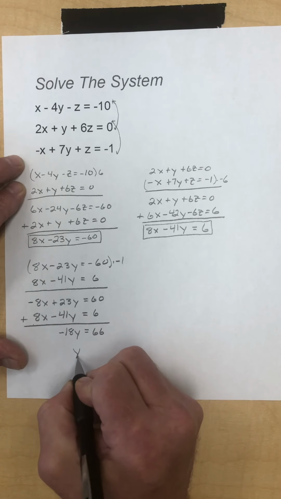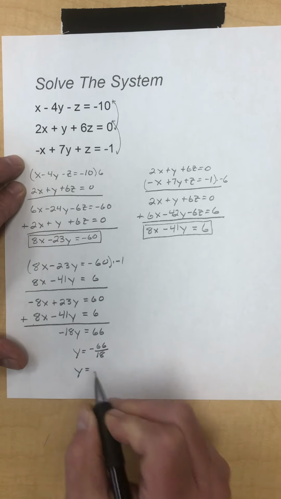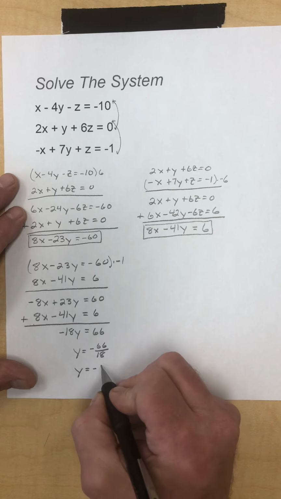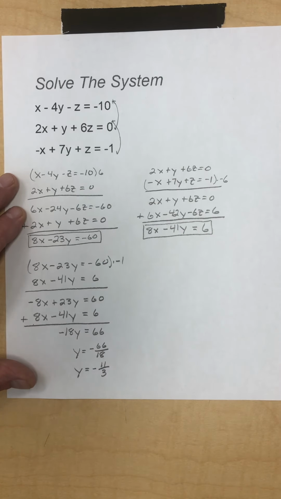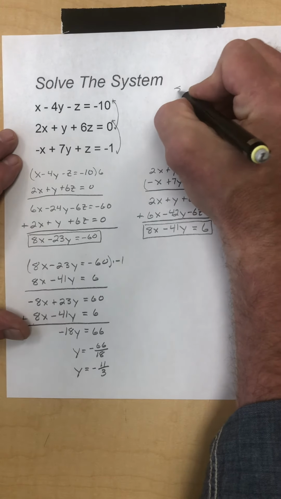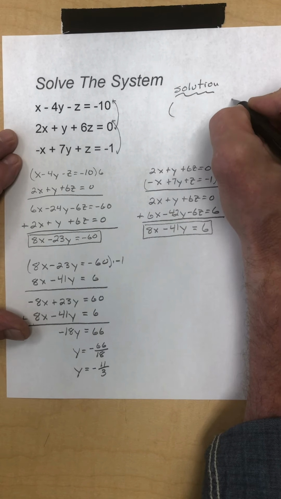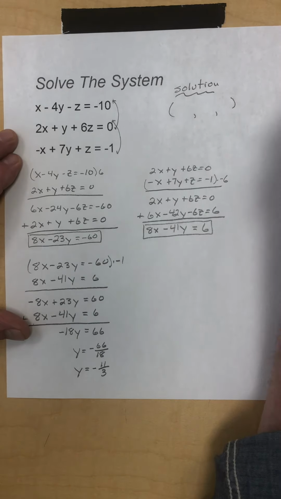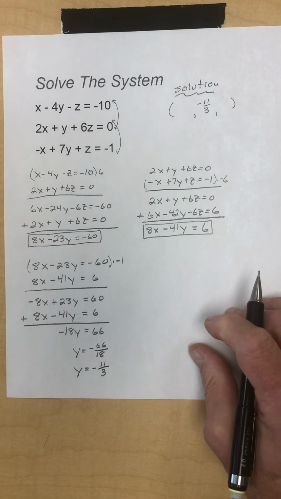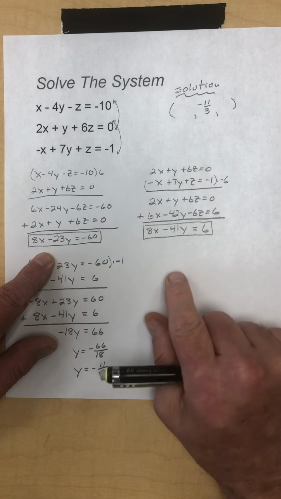All right, so my y equals negative 66/18, and I don't think that divides evenly, so let's reduce them both by, how about 6, I'd get a negative 11/3. Okay, so I have a solution, and it looks like I have my y, and that's negative 11/3. So I'm going to have to go back and find x. So I either go here or here and put negative 11/3 in for y.